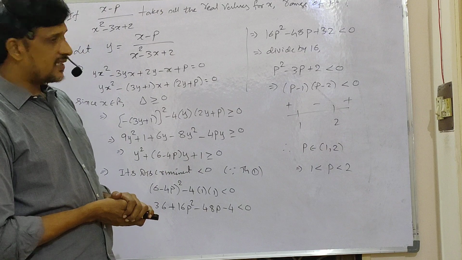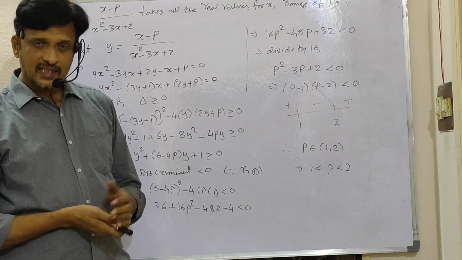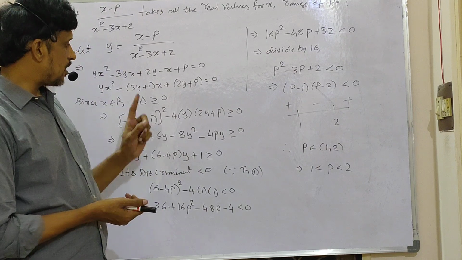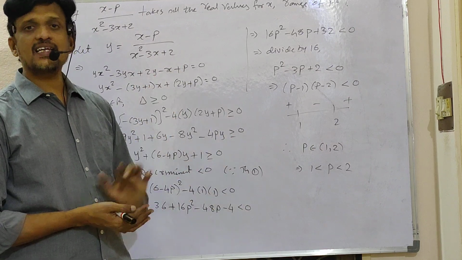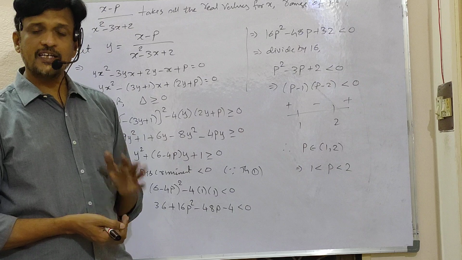So let y be the given expression and write the simplified form. There you are getting a quadratic equation in x. Since x is real, delta is greater than or equal to 0, simplification gives the required.